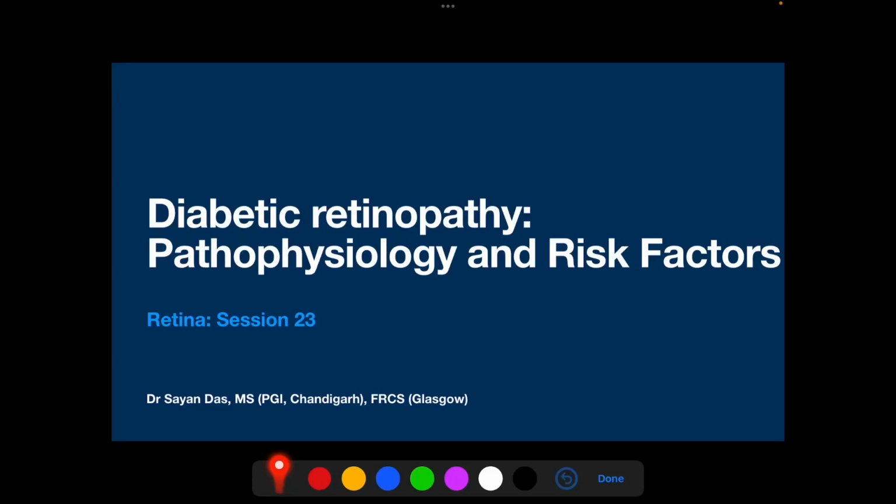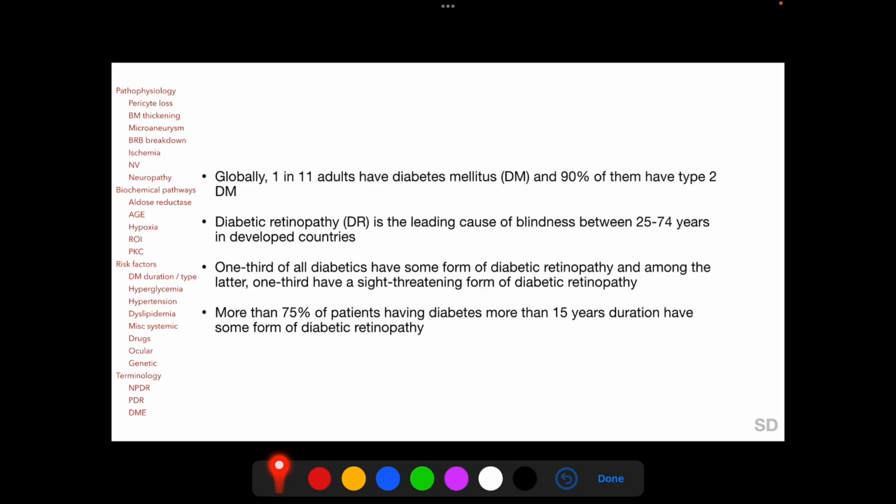Welcome. With this session, we'll begin our discussion of retinal vascular diseases, and we'll begin with the most important among them, diabetic retinopathy. And in this session, we'll be discussing the pathophysiology and risk factors of diabetic retinopathy. Globally, 1 in 11 adults have diabetes mellitus, and 90% of diabetes mellitus patients have type 2 diabetes mellitus.